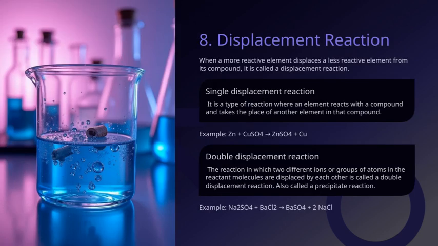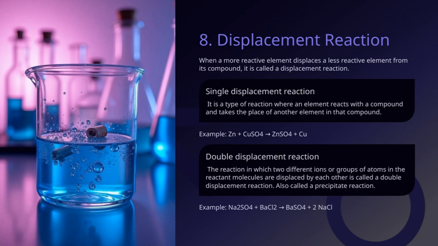Now let's look at this example. Na2SO4 plus BaCl2 produces BaSO4 and 2NaCl. This illustrates a double displacement reaction, which is also known as a precipitate reaction. In these reactions, two different ions or groups of atoms in the reactants are swapped, leading to the formation of new compounds. It's important to remember that double displacement reactions often result in the formation of a precipitate, a solid that forms out of solution.